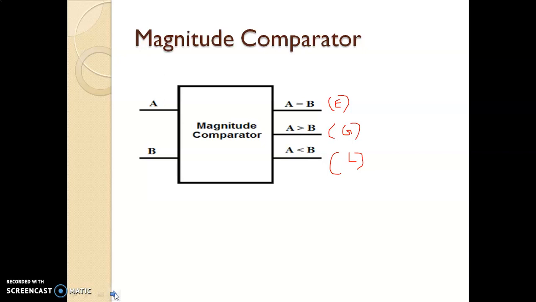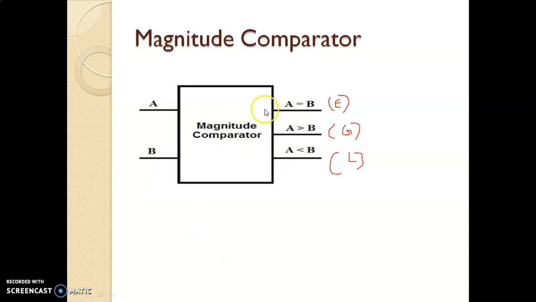Input to the magnitude comparator will be two numbers, A and B, and the possible output will be A equal to B, A greater than B, or A less than B. Those are the possible outputs that we can get from a comparator circuit when you provide two numbers: whether the first number is equal to the second number, or less than the second number, or greater than the second number.